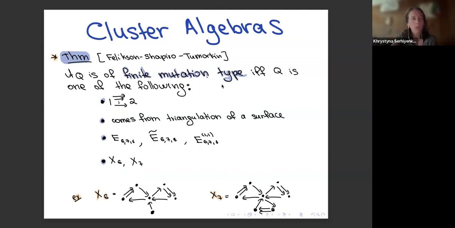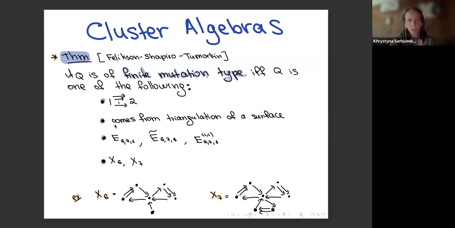So how can you classify all quivers whose mutation class is finite? I think that's really beautiful. There is such a result, and the work is by Felikson, Shapiro, and Tumarkin, and they say that these are of finite mutation type if and only if you're in one of the following families. So first, if you have two vertices and however many arrows you want in the same direction, this is certainly of finite mutation type. I can mutate here or there. All it means is just going to change the direction of the arrows. Nothing is happening. So obviously you only have finitely many quivers in this way.